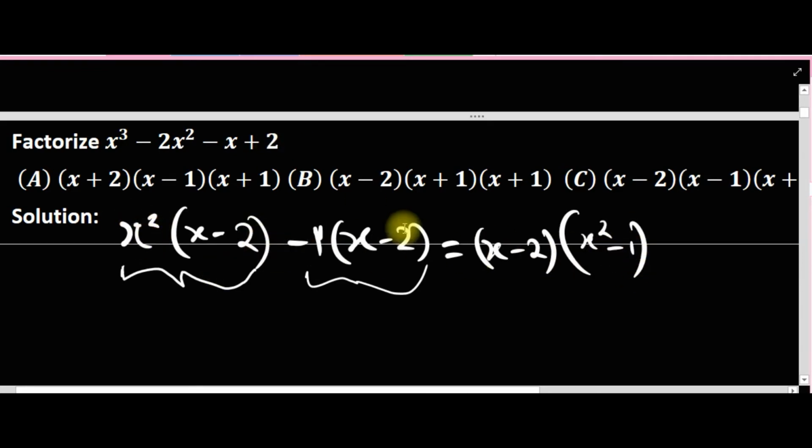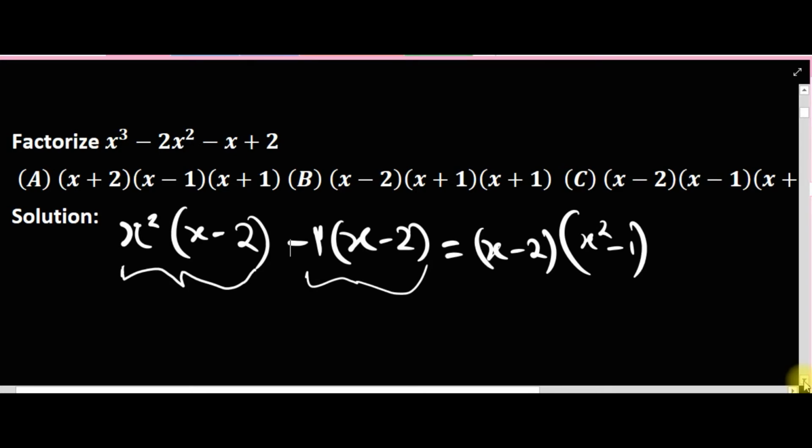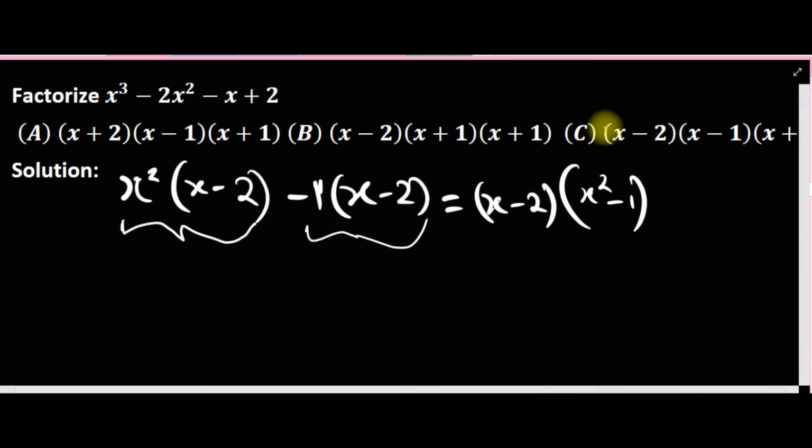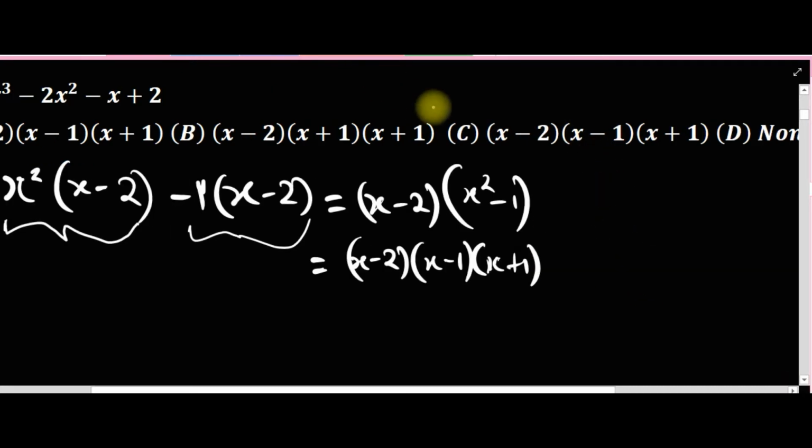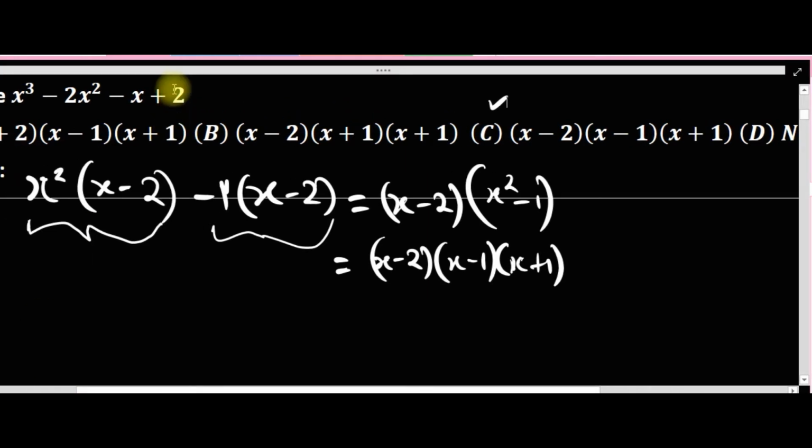And looking at the options, none of this is there. So we'll continue, because looking at this side, this is a difference of two squares. So I can write this as x minus 1, x plus 1. So it is C: x minus 2, x minus 1, x plus 1. So that's the answer.